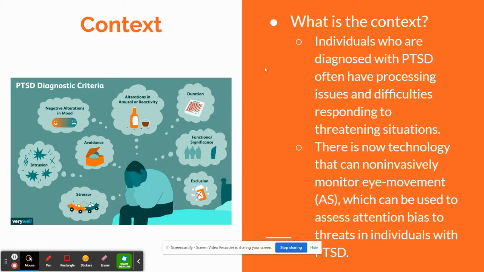Context. So what is the context? Individuals who are diagnosed with PTSD often have processing issues and difficulties responding to threatening situations. And there is now technology that can non-invasively monitor eye movement, which is the AS that we talked about on the previous slide, which can be used to assess attention bias to threats in individuals with PTSD. And then we have this little picture on the side to showcase some of the symptoms of PTSD for those who are unaware.